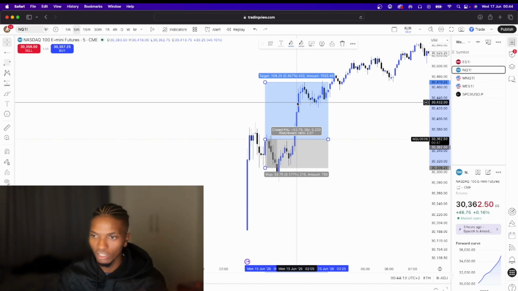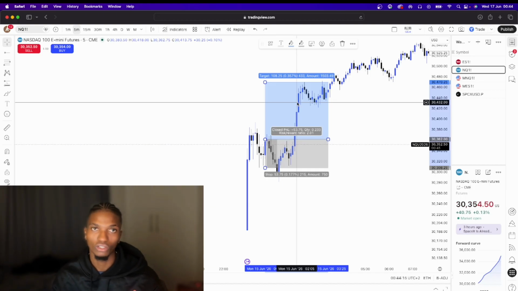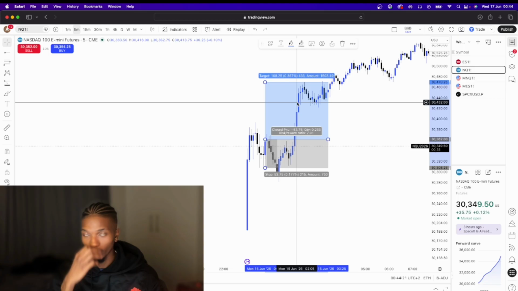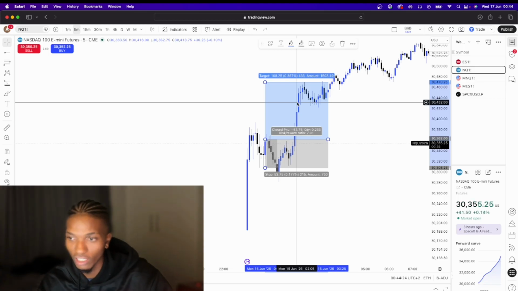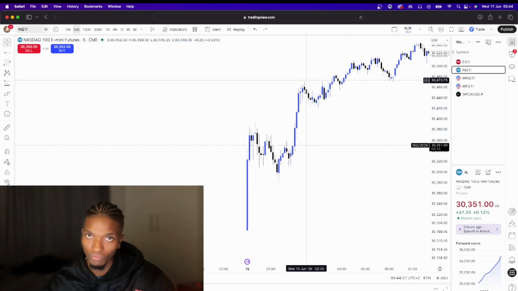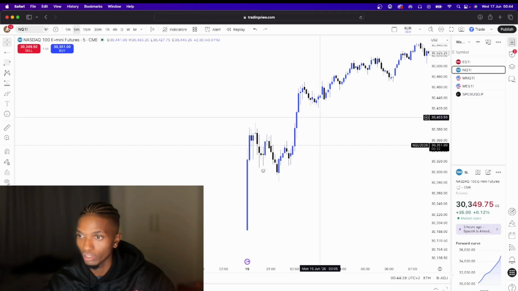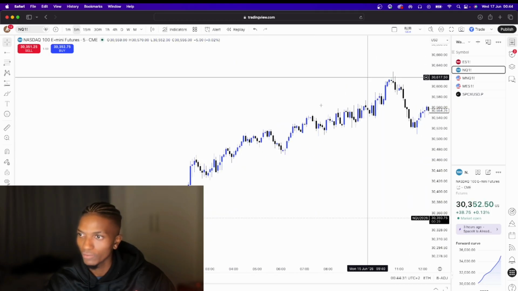Some call it a fake out, meaning it fakes you out, making you think that we now have a breakout if you trade breakouts, right? However, for some it targets your stop losses, meaning it sweeps you out of the market. So that's what a liquidity sweep is.